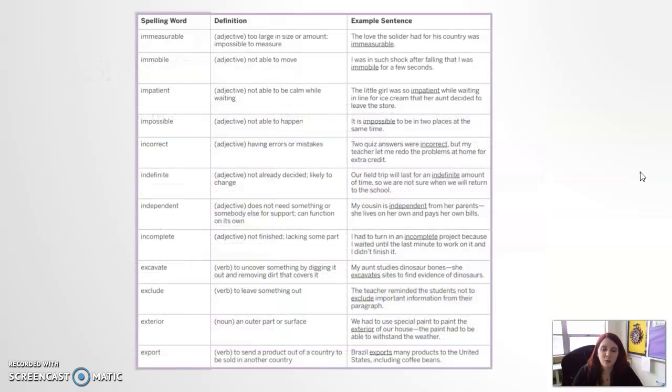Here are some spelling words. Now remember, we're not doing an actual spelling test. However, it is important that we still expose ourselves to these words. So: immeasurable, immobile, impatient, impossible, incorrect, indefinite, independent, incomplete, excavate, exclude, exterior, and export.